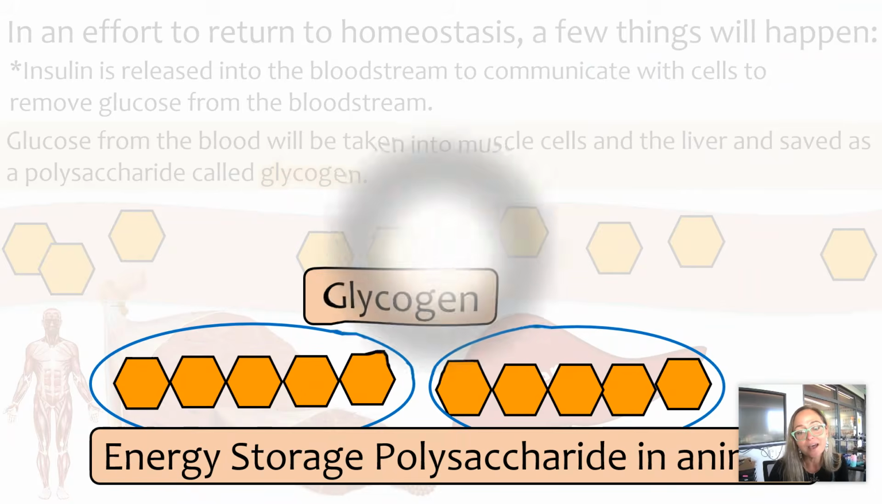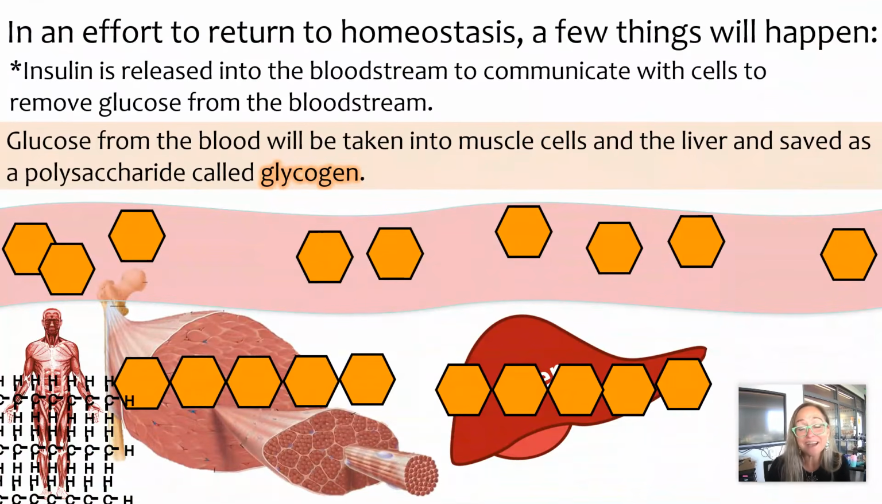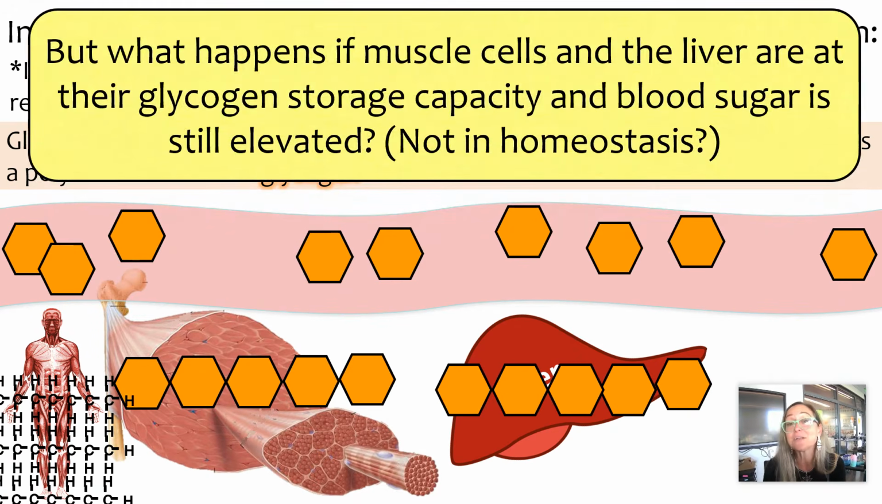So, as we talk about this, if our blood sugar was high, and our muscle cells are at their full capacity for glycogen, and our liver cells are at their full capacity for glycogen, what will we do if our blood sugar is still elevated, right? If our blood sugar is still high?